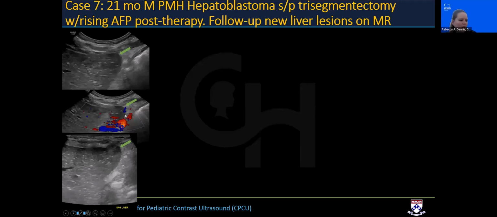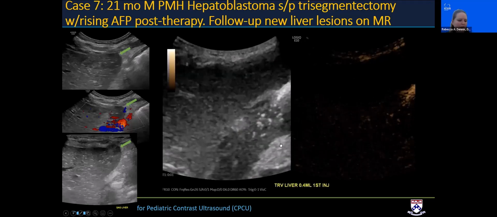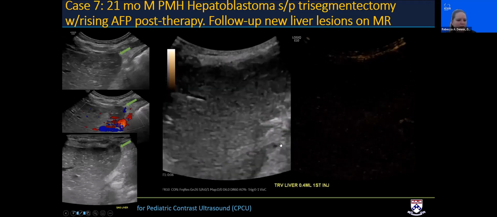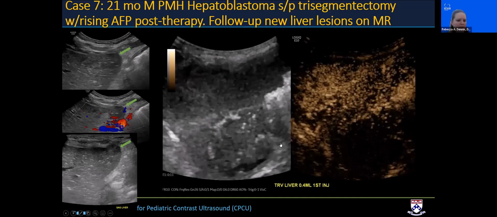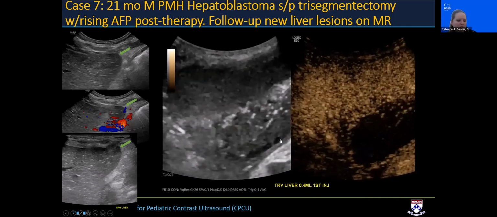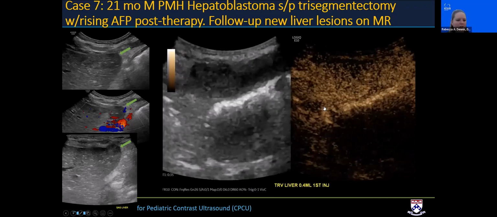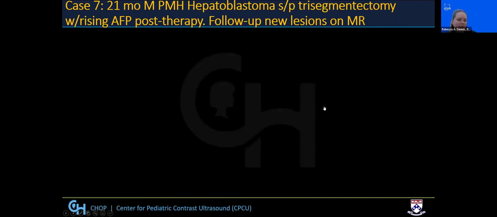They're hypoechoic, there's some vascular flow, they're kind of scattered throughout. The video clip after injection of contrast. We see it filling in. And then it's already kind of washing out pretty early. And of course, I have stills.